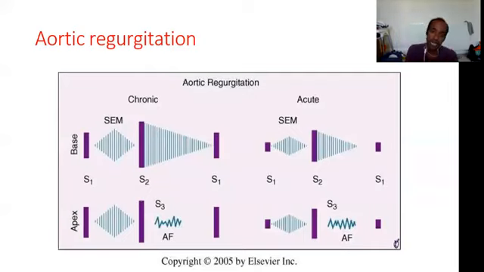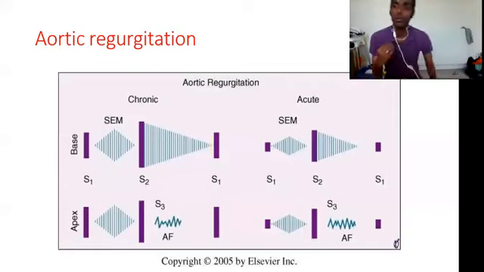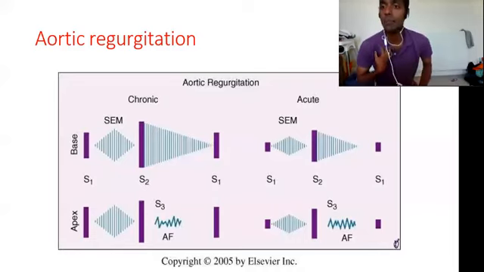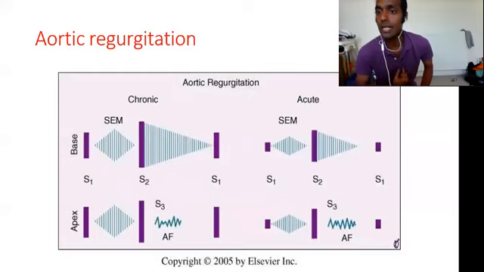Aortic regurgitation is an early diastolic murmur, best heard in this area. I'll show that to you. The aortic regurgitation murmur is best heard in something called the sash area. Sash area is from the aortic area to the left mid-sternal edge.